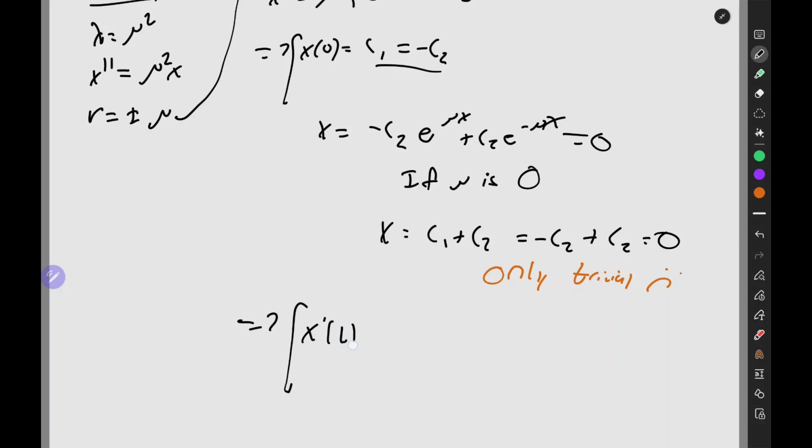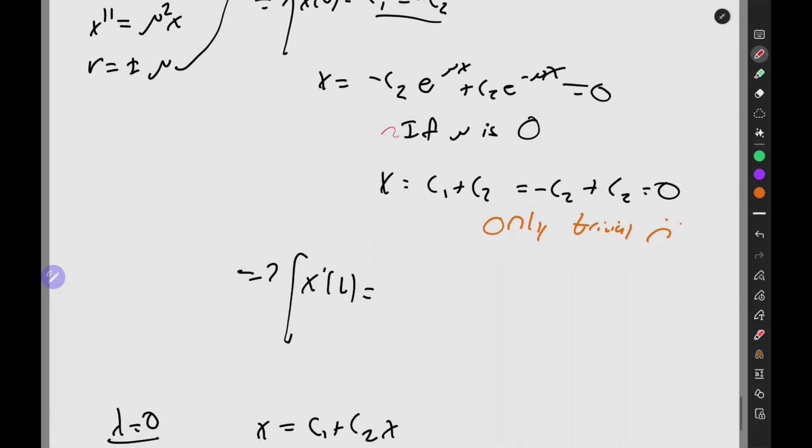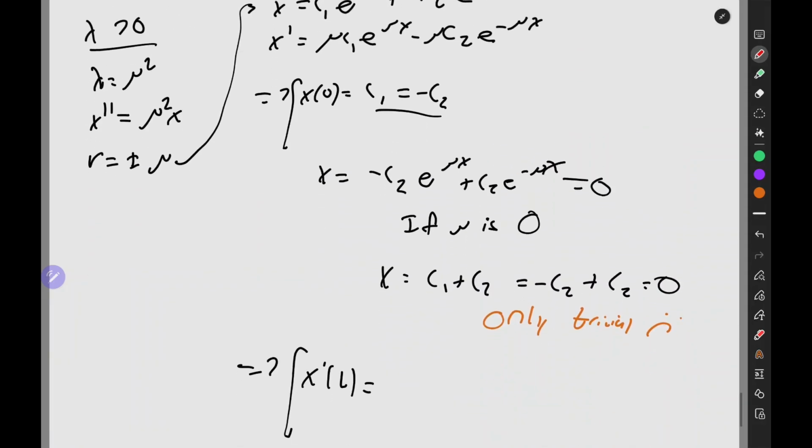Ignore this little bit I have here. I'm just going to go from here to here. When I say here, I mean here to here. Okay, so X prime of L. Let's look at X prime.